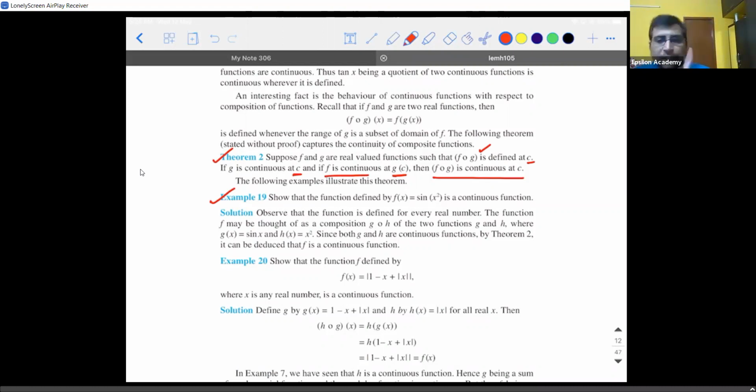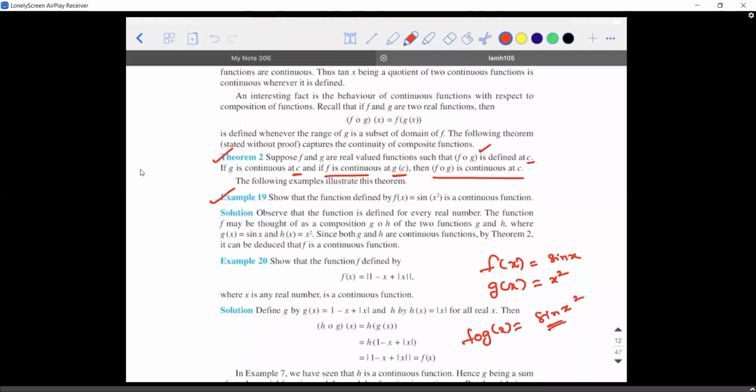Composite means it's a combination of which two functions, right? Sine of x square, how did you get that? See, f of x is sine x. g of x, I can call it x square. Then if I ask you what is f circle g of x, what will you say? Is it not sine of x square?